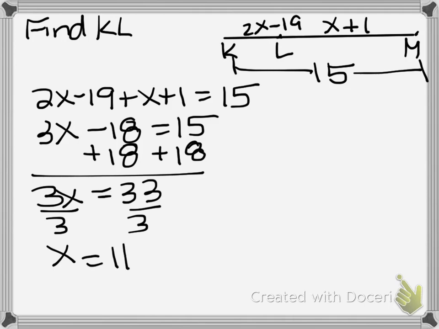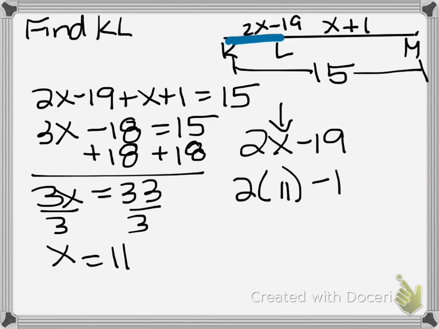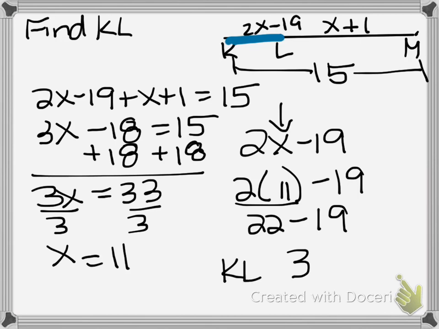But again, we're not done with our problem because we need to find out what KL is, which is this piece right here. So KL is 2x minus 19. So again, what we're going to do is where the x is, we're going to plug in 11. So we have 2 times 11 minus 19. So doing our order of operations, multiplication comes before subtraction. So we do 2 times 11, which is 22. We subtract 19, and KL equals 3. And since that's what we were asked to find, there is our answer.